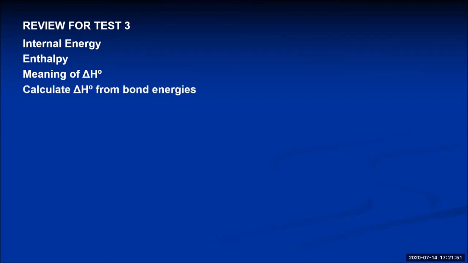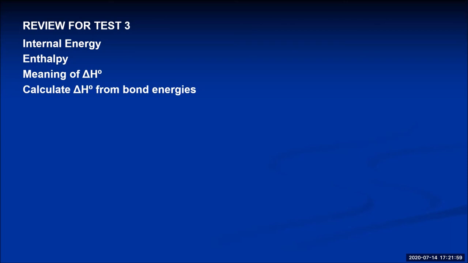We've now completed all the material for test three, so let's go through the topics that you will need to know in preparation for the exam. First, for our thermodynamic chapter, you need to know the definition of internal energy, the definition of enthalpy, and then we calculate the change in enthalpy of a system or a chemical reaction. You need to know its meaning, in fact, the fact that it tells you a reaction is either exothermic or endothermic. I would like you to theoretically be able to calculate the change in enthalpy for a reaction by doing that from bond energies.